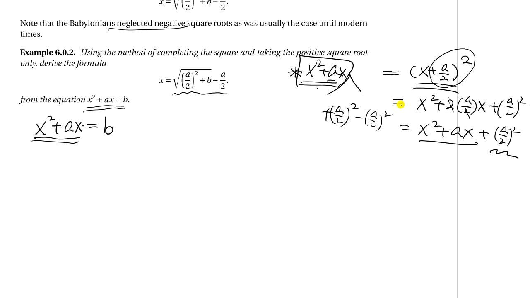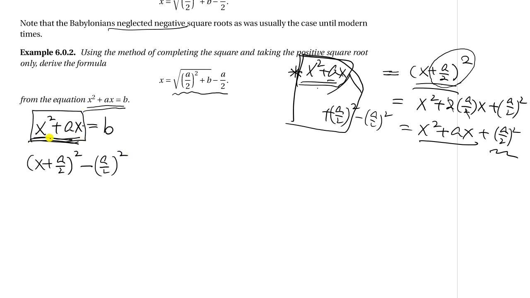Okay, so all together from here we can get (x plus a over 2) squared. So this much becomes that entire square form, and we have to subtract (a over 2) squared. So that's how we got the complete square form of that, right? So that must be the same as b. Then because of the negative, we can add the same amount on both sides. Then it becomes equals b plus (a over 2) squared.